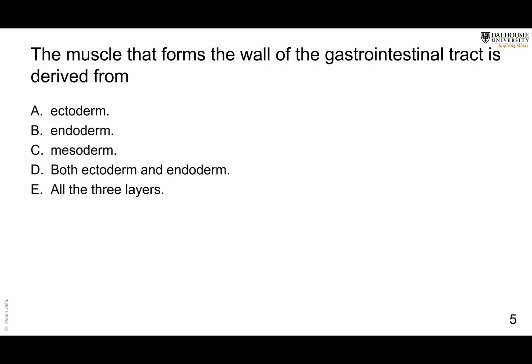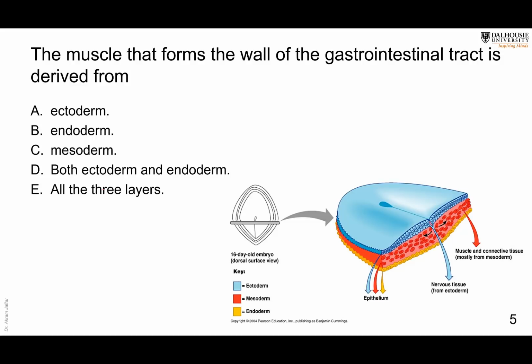The muscle that forms the wall of the gastrointestinal tract is derived from which of the following embryonic layers? All the tissues in the body primarily arise from germ layers within the embryo, and these are the ectoderm, endoderm, and mesoderm. The muscles that form the wall of the gastrointestinal tract are smooth muscle, and the muscular tissue in general, whether it's smooth, cardiac, or skeletal muscle, is derived from mesoderm.